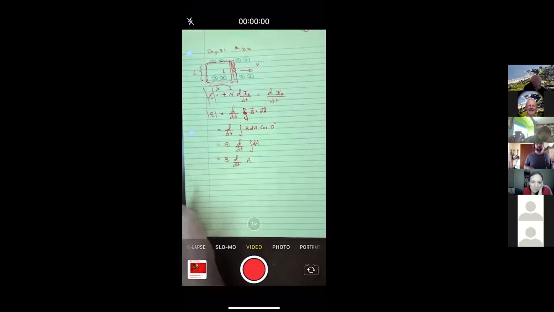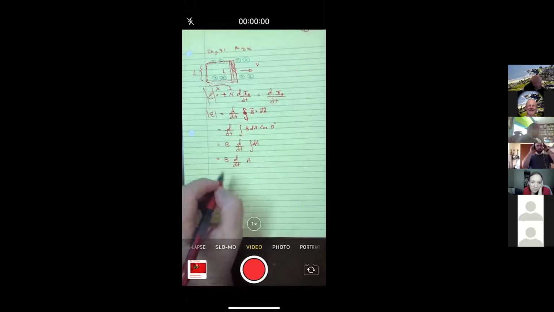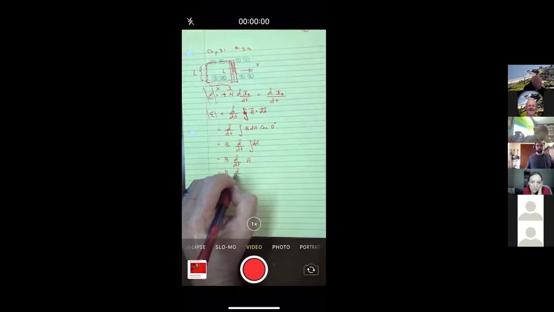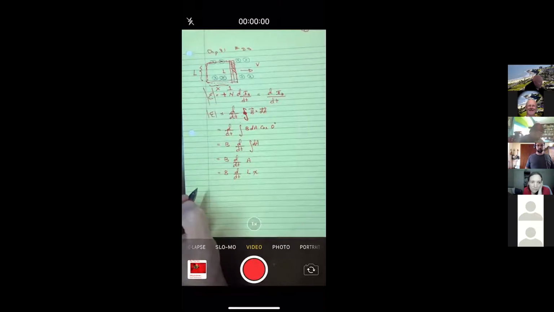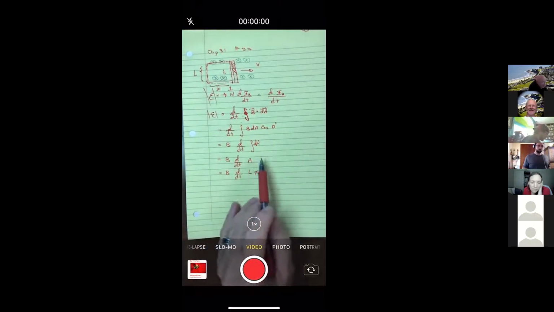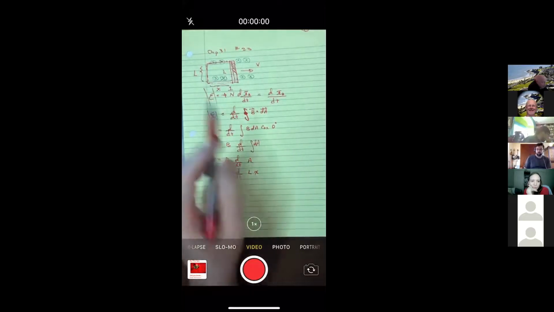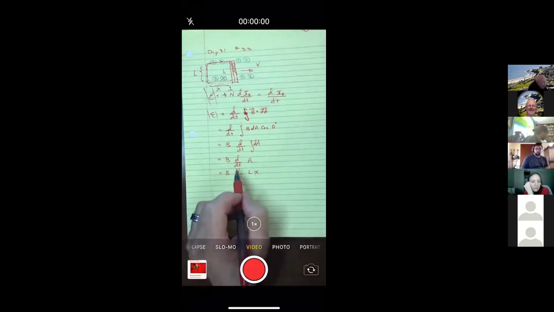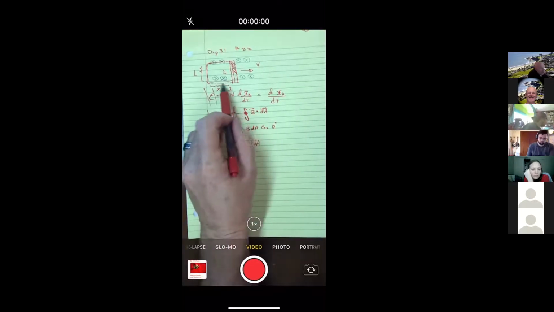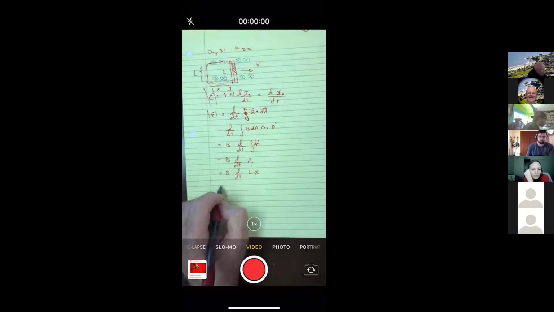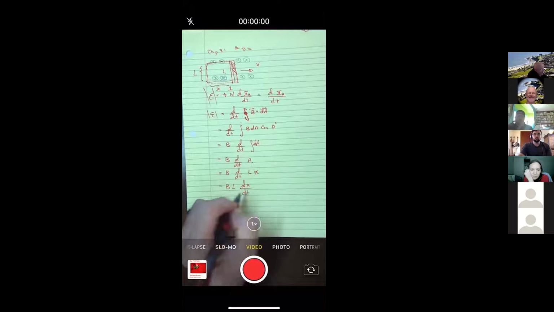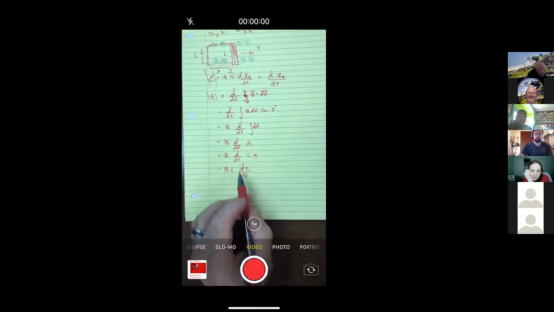Which then just leaves me with an integral of dA, which is the area, which we could write as L times X. And so here's a good example of where the area at a moment in time has a particular value, but it changes with time. In this case, the dimension that changes with time is the X, not the L. So I can pull the L out in front, and then I have the time derivative of X.